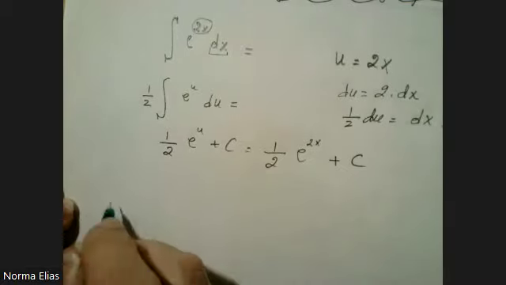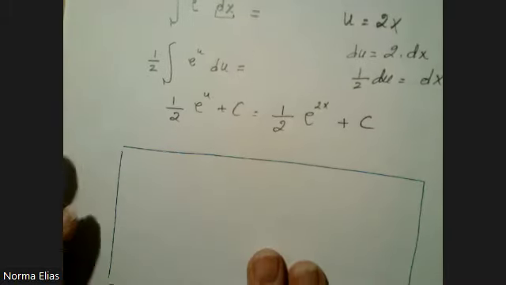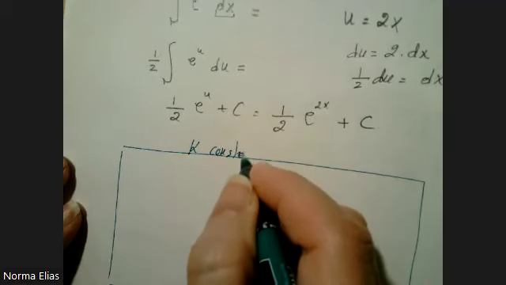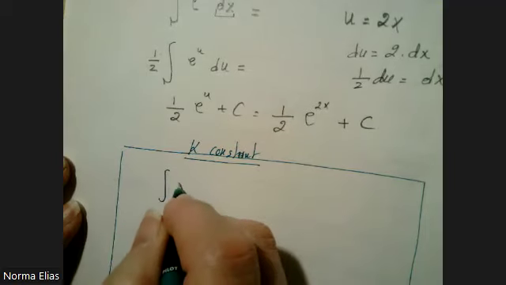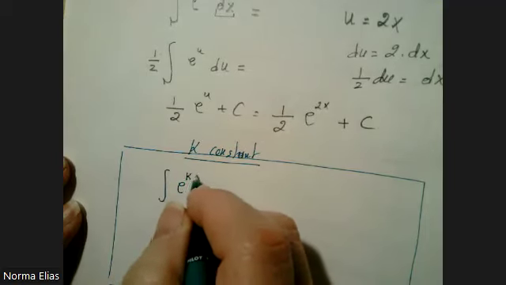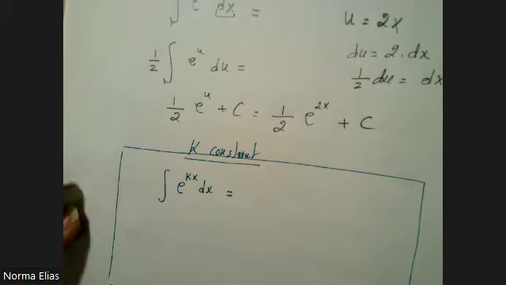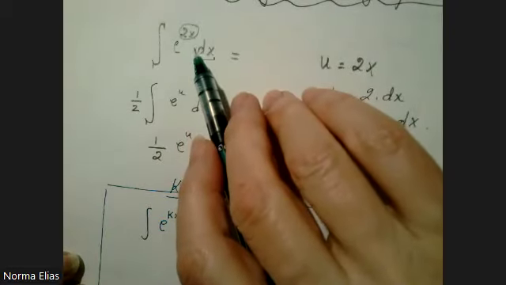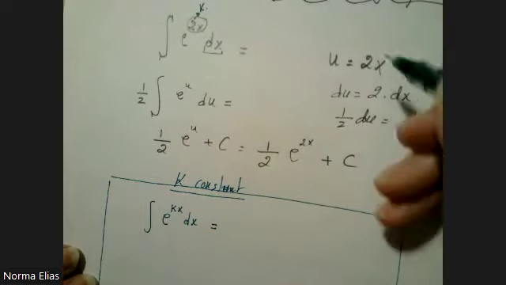So let us say now I have k constant, and the word constant is crucial here. And I have the antiderivative of e to the kx dx. What's it going to be equal to? I can repeat verbatim the same thing. So instead of 2, basically, I have a k.